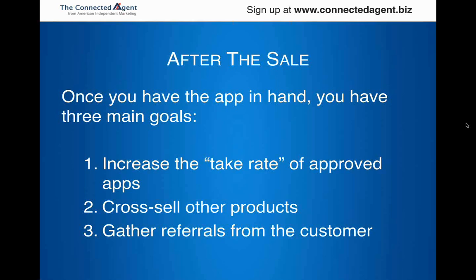You already do this in the offline world, but once you have an application from a prospect, your work is not done. In fact, you have three things you really need to do, the first of which is to increase the take rate of approved apps. You need to make sure that there isn't buyer's remorse, that people don't change their mind while the app is processing. They don't get scared or talked out of buying the product from you, that somebody else doesn't come in there and steal the sale. You're still vulnerable when an app is processing, and you need to make sure that the customer approves and accepts the app once it gets approved by underwriting.